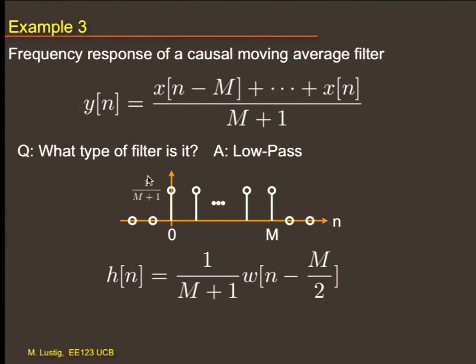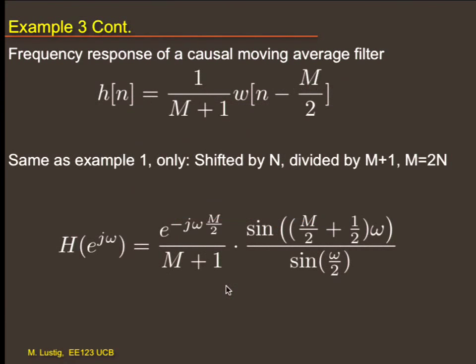And effectively, the impulse response looks like that. Okay? This is the impulse response. If you convolve this with some signal, you get this effective low pass. So now we want to see, basically it's a shifted rect, a shifted discrete rect, right? That is scaled by 1 over M plus 1. So now we want to compute the frequency response of this causal moving average filter.